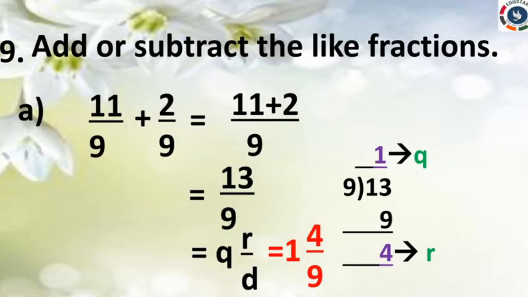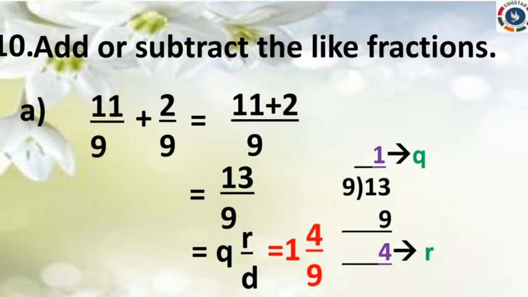Add or subtract the like fractions. A, 11 by 9 plus 2 by 9. Both are like fractions. So just you add the numerators and write. If you are getting an improper fraction, you can convert into mixed fraction. Finally you get 1 4 by 9.